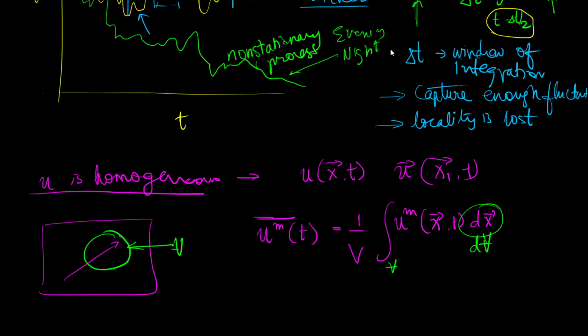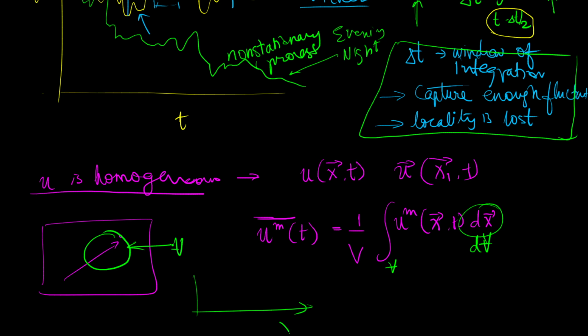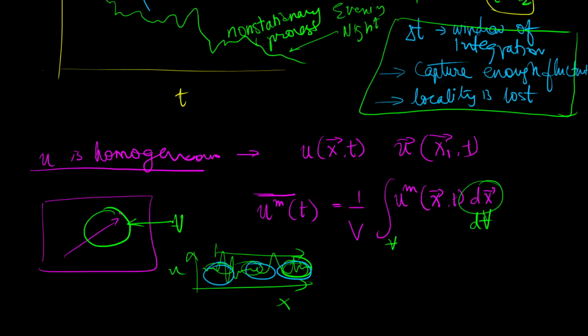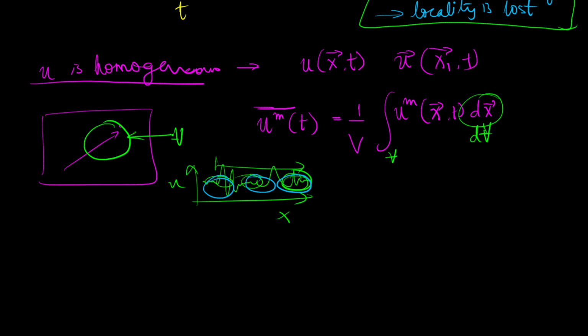So once again, the window of integration for this kind of an integral must be large enough to capture fluctuations. As you can imagine, if this is x and this is the variable, the variable can have some fluctuations, but the average quantities are sort of invariant in space. And how do you find that average? You have to choose windows of integration, and then perform the integration to find out the average distribution.